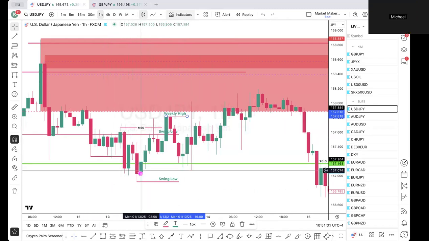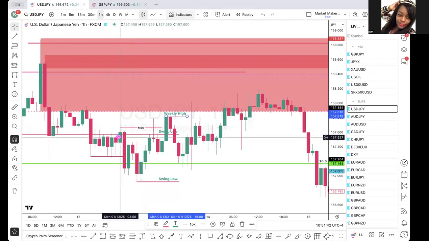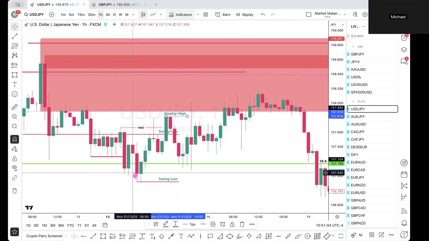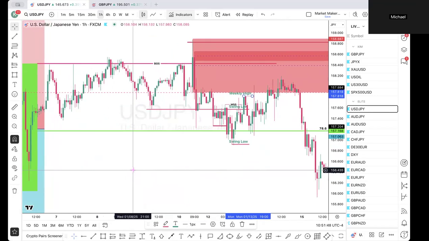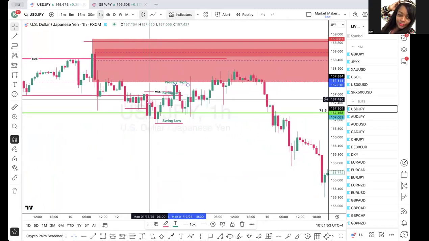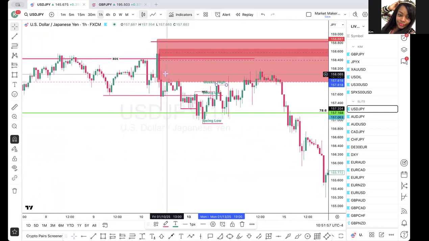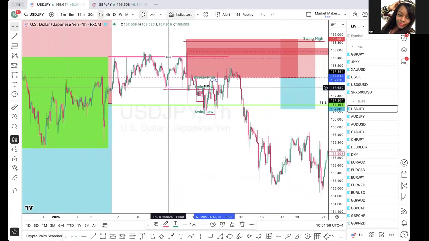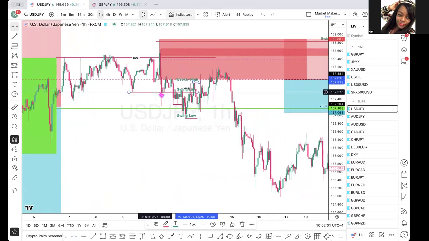Kim, wouldn't you consider this like the internal structure? I've heard you say something like internal structure before. This right here, all this from the right to the left before it broke down, is that not an internal? This is internal right here, because all this is going selling down. But you didn't get this.